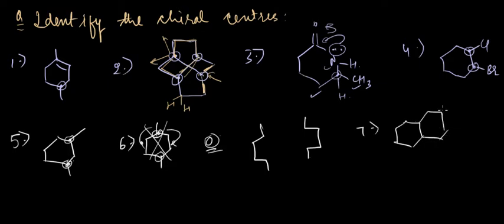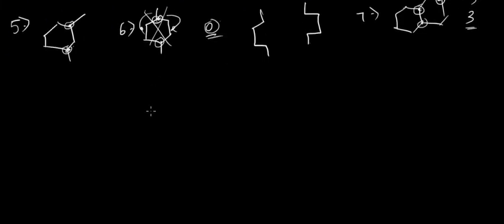We have this and CH3 attached here. So what is the chiral center here? This would be chiral center, this would be chiral center, and this would be chiral center. So 3 chiral centers would be there in this compound. Okay, so now let's have a look at what are enantiomers.